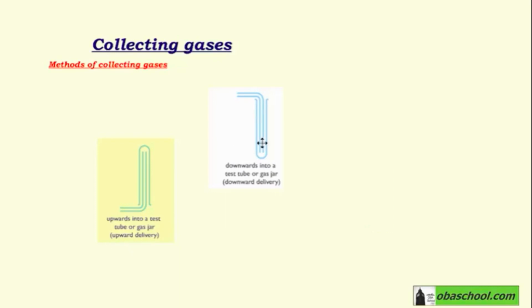Also, it can be collected upwards, as you can see, into a test tube or over water. We notice bubbles, meaning that gas is being collected here above. And lastly, in a gas syringe. This way is used if they want to measure the volume of the gas. So these are the methods in which we can collect gases.